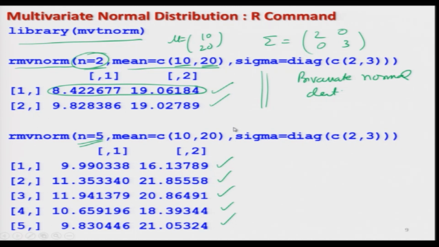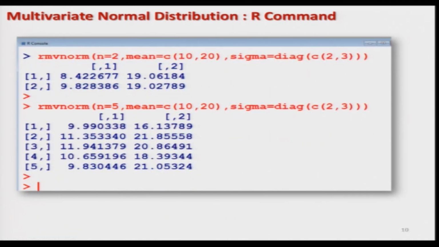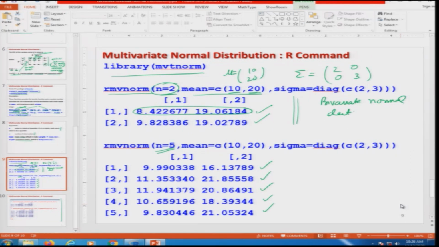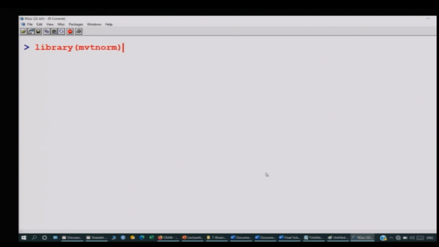Now let us come to the R console, and I will show you how these things are going to happen. Here is the screenshot of the same observations which I have shown you, but when I do it on the R console, these things are not going to be repeated. Okay. So, first let me copy this command. Now first I need to load this library mvtnorm. This package is already there on my computer, otherwise you will have to install it on your computer first.